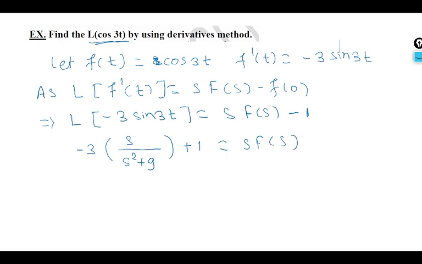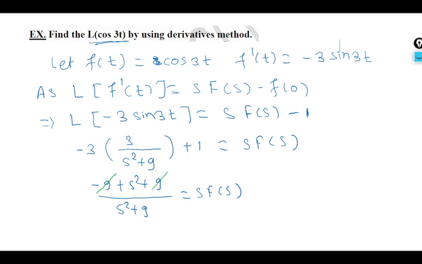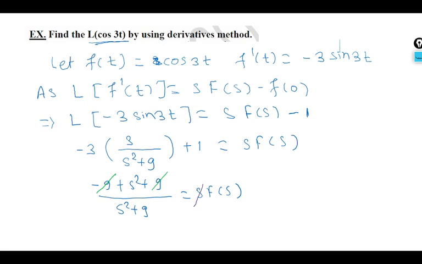Simplify this side. So this is s squared minus 9, cross multiplying, plus s squared plus 9 divided by s squared plus 9 is equal to sFs. So you'll observe, first of all, this minus 9 plus 9 gets cancelled. Then after that cancellation, this one s gets cancelled here, and we are left with the required one, that is capital Fs, which is the Laplace of f of t, as s upon s squared plus 9.